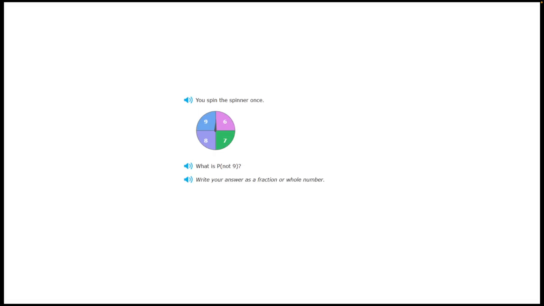Today we're going to be looking at probability of simple events and specifically of their opposite events. For example, in this problem it says what's the probability of not 9? So we're going to look at how that works with dice and spinners and cards and different problems like that.